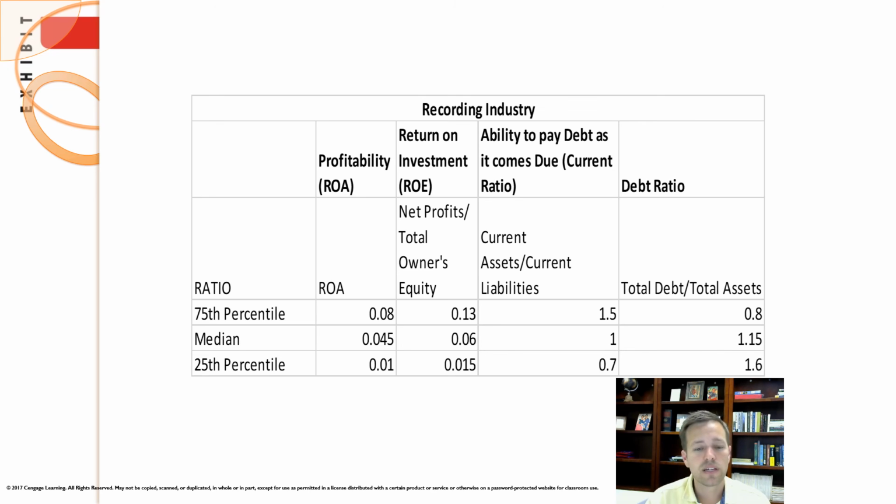All right, let's say that my current ratio is 1.4. How do I feel about that? I'm actually pretty happy with that, right? My current ratio is now well above the median. It's close to the 75th percentile.